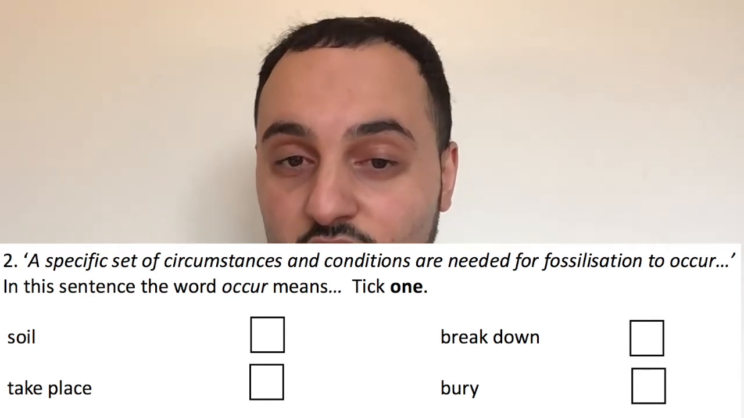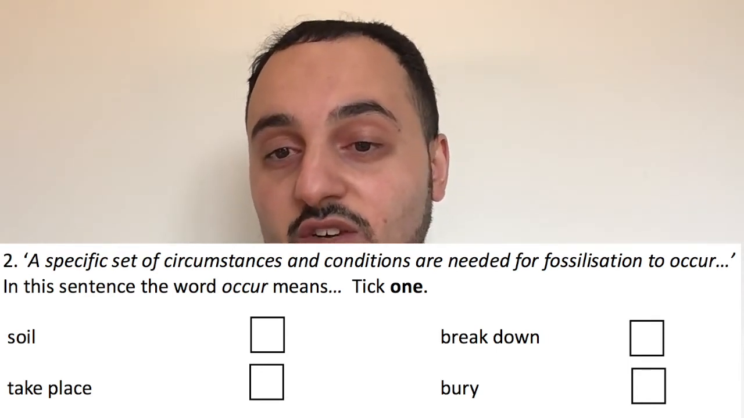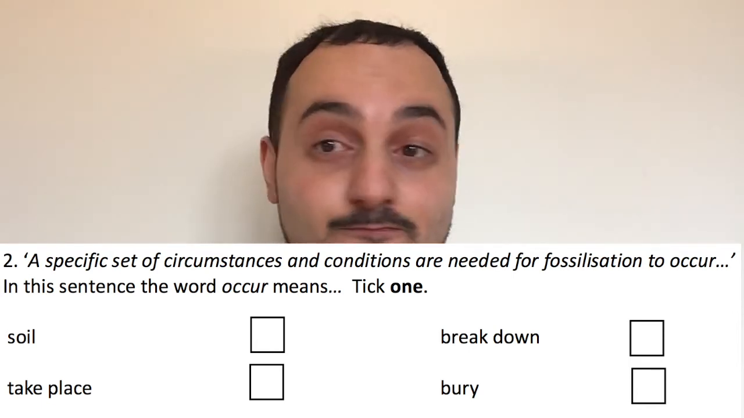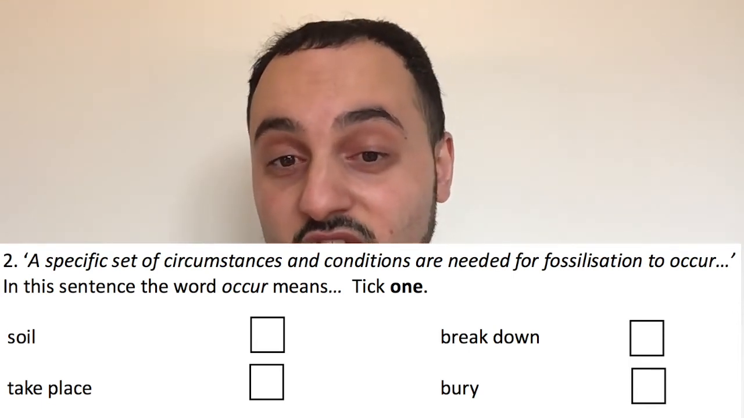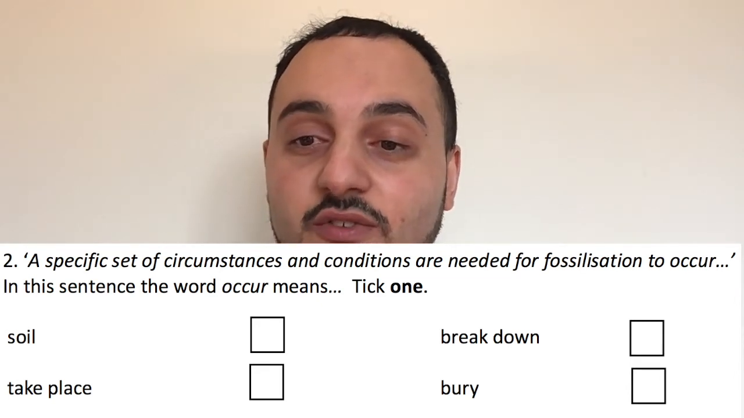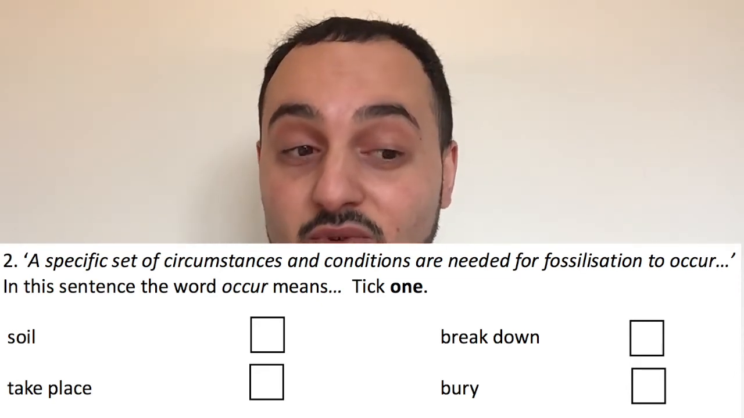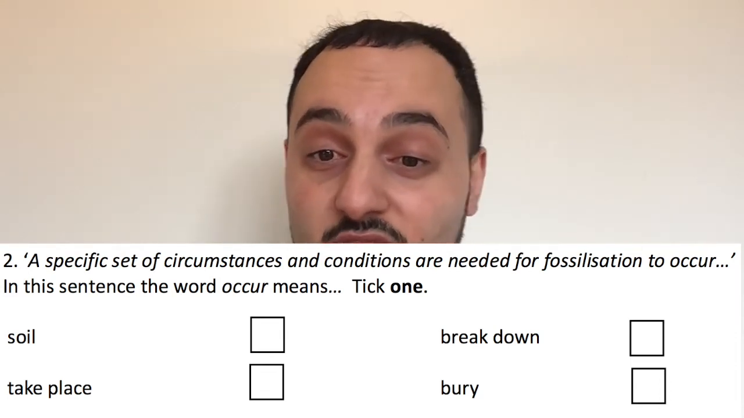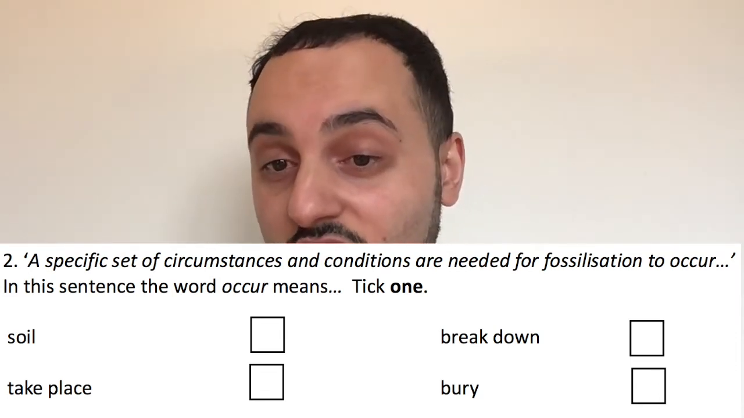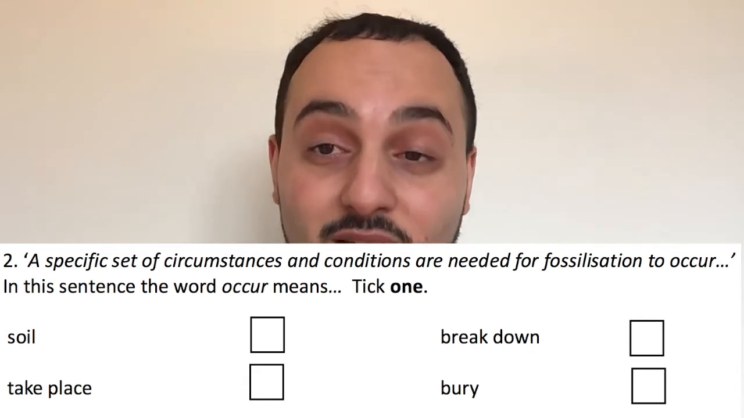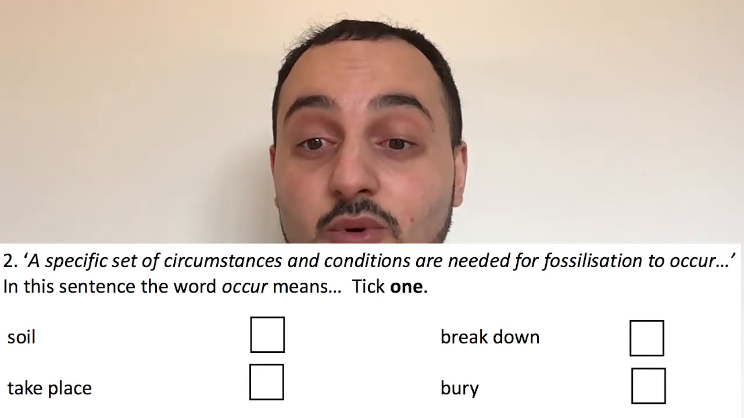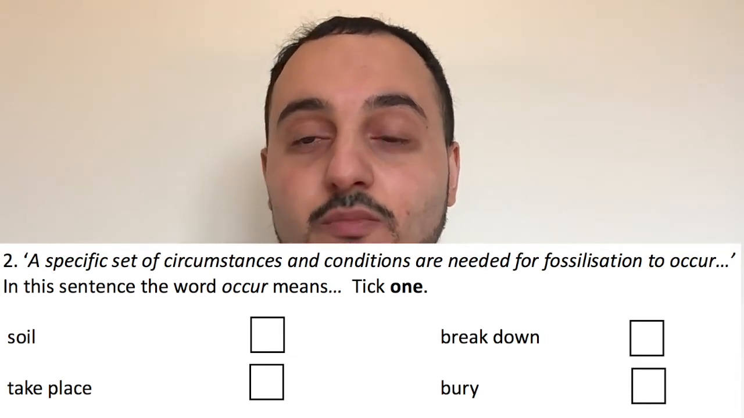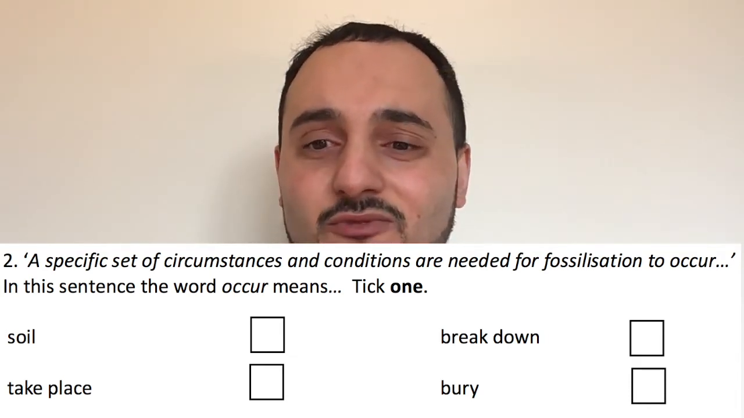So a specific set of circumstances and conditions are needed for fossilization to soil. Does that make sense? Nope. A specific set of circumstances and conditions are needed for fossilization to break down. Okay, could be that. That seems to make sense. A specific set of circumstances and conditions are needed for fossilization to take place. That sounds believable. A specific set of circumstances and conditions are needed for fossilization to bury. That doesn't quite sound right, so no.